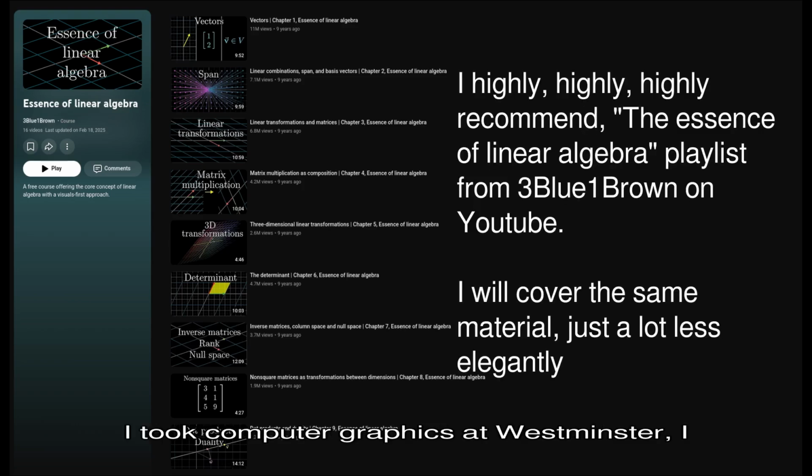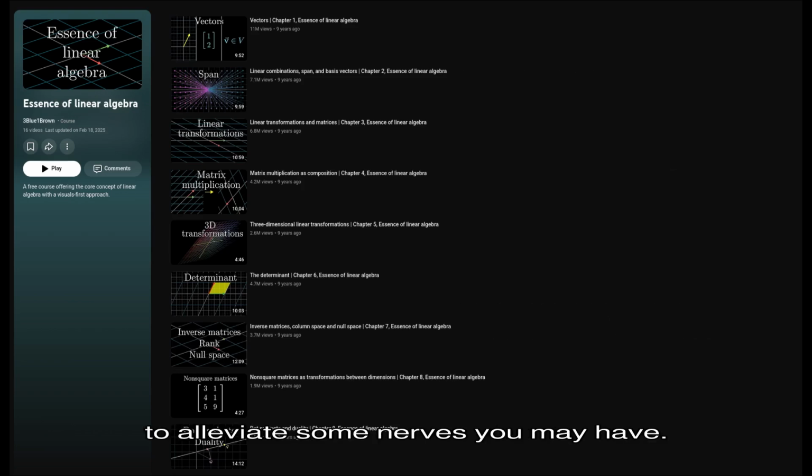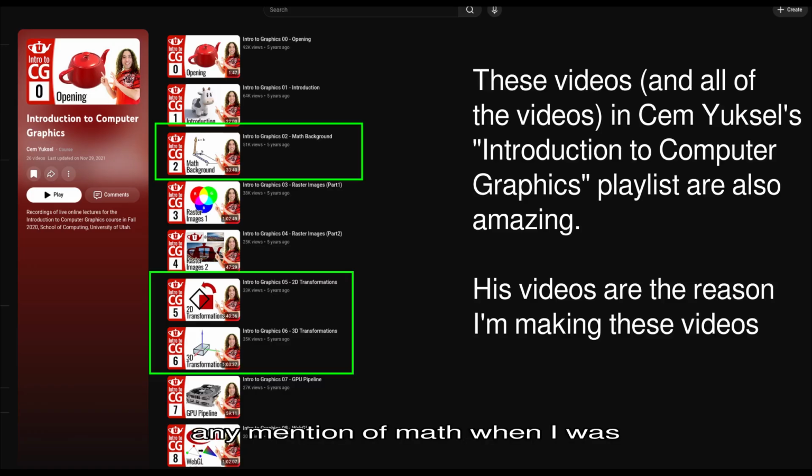In fact, when I took computer graphics at Westminster, I hadn't taken linear algebra yet. I didn't even take calculus yet, which you won't really need for this course anyways, but I thought it'd be worth mentioning just to alleviate some nerves you may have, because I remember any mention of math when I was going through my undergrad made me a bit tense.